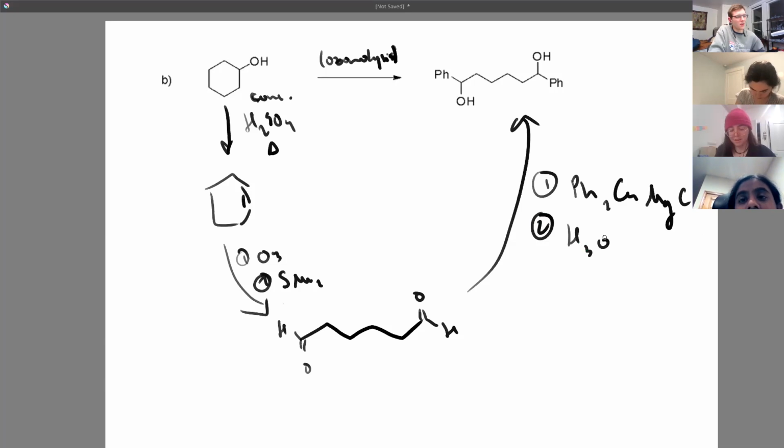And this time I'm not going to forget we need an aqueous workup. So there we go. Okay. And that'll get you both phenyl groups on there. That'll get you the alcohols. In fact, it'll do both of those in one step. It's kind of nice. So that's a good choice.